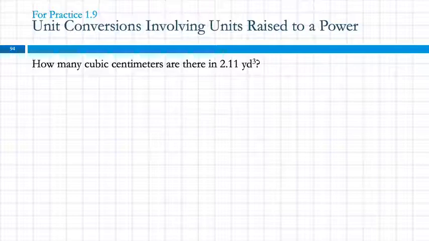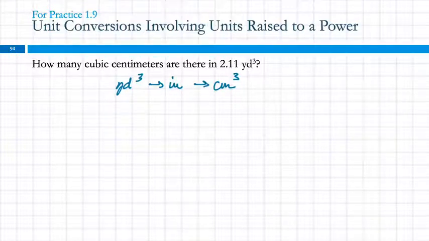How many cubic centimeters in 2.11 cubic yards? What unit am I starting with? Cubic yards. What am I trying to get? Cubic centimeters. How do I get there? It's the same kind of path as if it was just yards to centimeters. So I could go yards to inches to centimeters. But because it's cubed, it's going to be cubic inches.